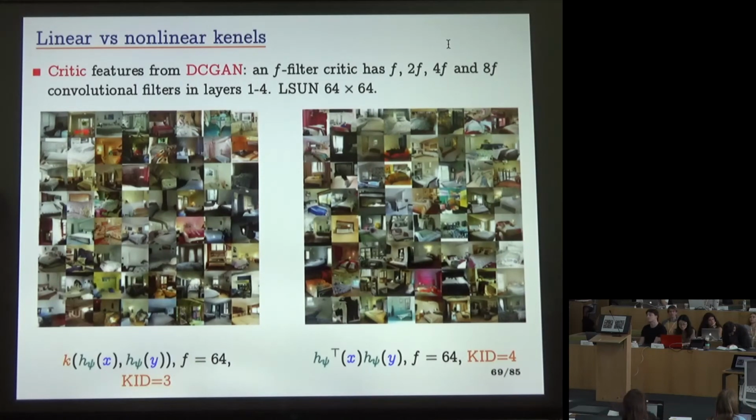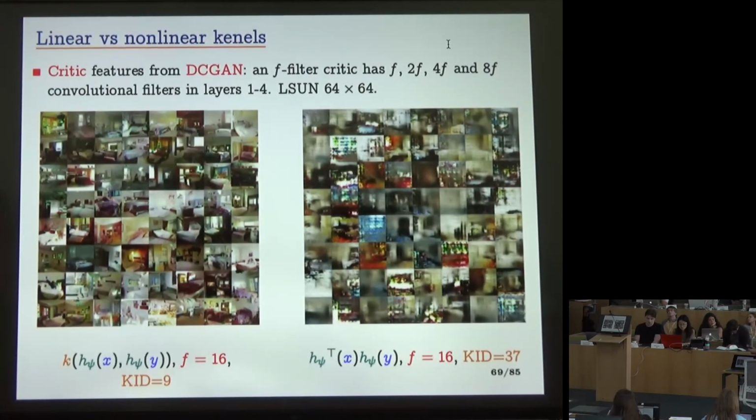But let's now use a less powerful critic. Let's shrink the size of our filters for the DCGAN critic and see what happens. This is what we get with shrunk filters. Look down here at the bottom of the plot, there's F. I've made F 16 now. These are much simpler critic features. On the left, I've got the plot with the nonlinear kernel. On the right, I've got the plot with the linear kernel. And notice in this case, you get some really ugly things. Look at this bottom one here. It's very blurry.